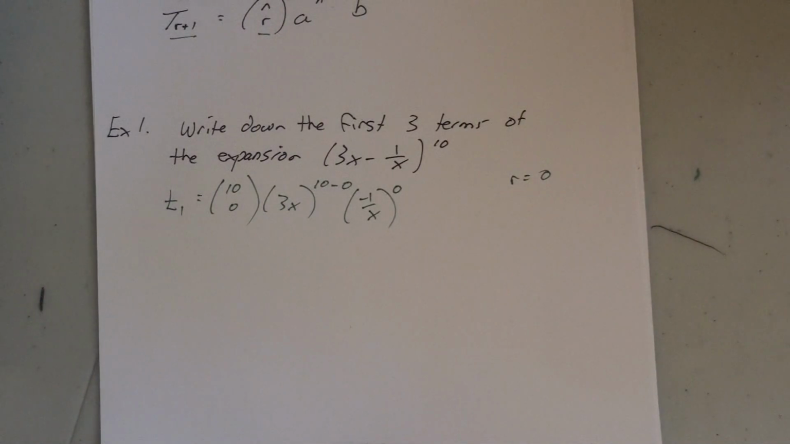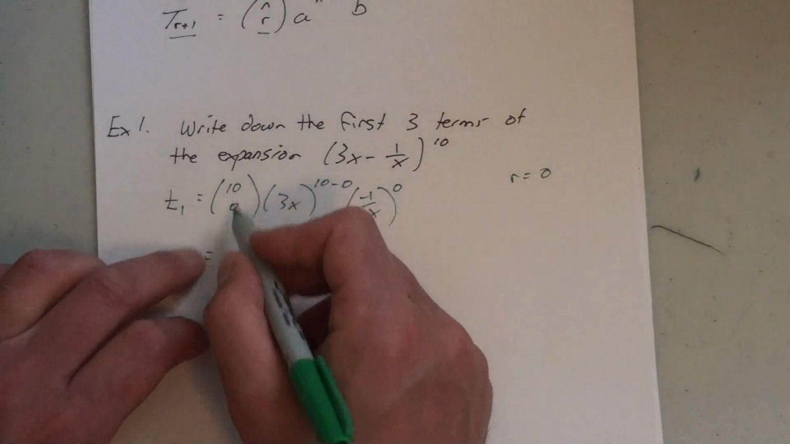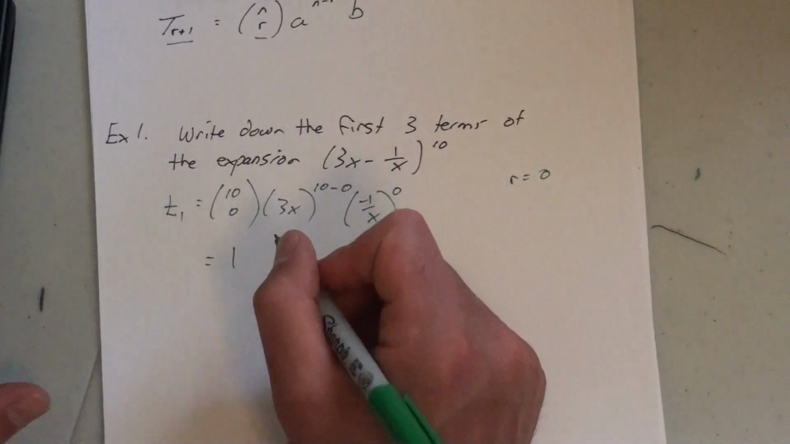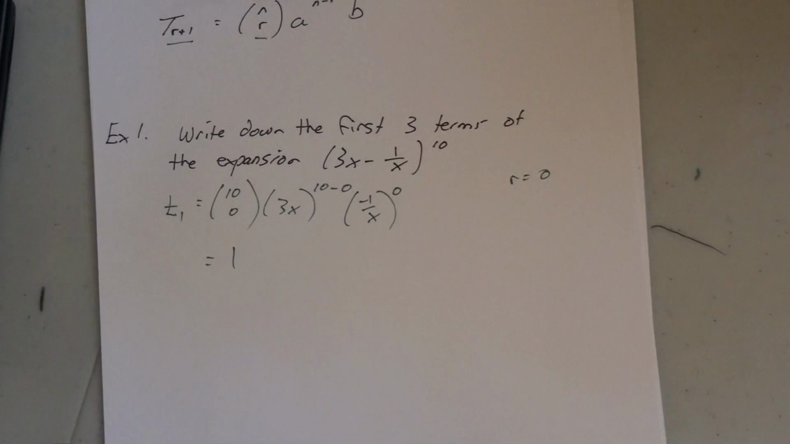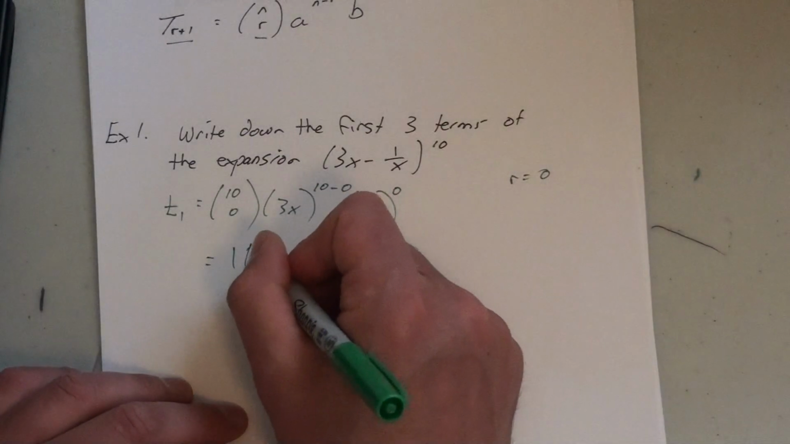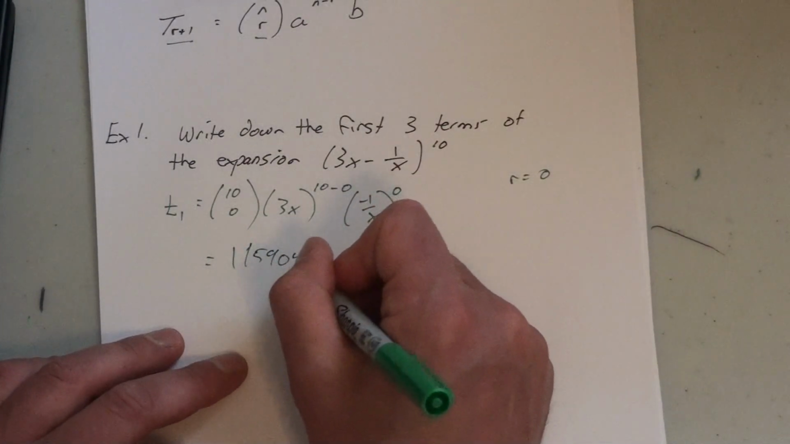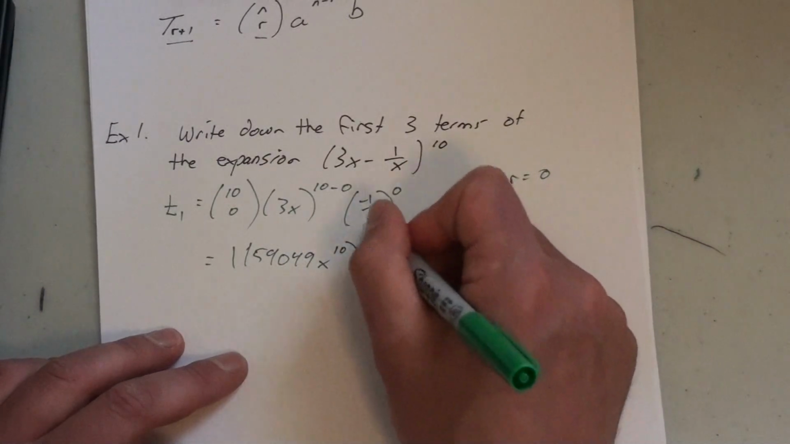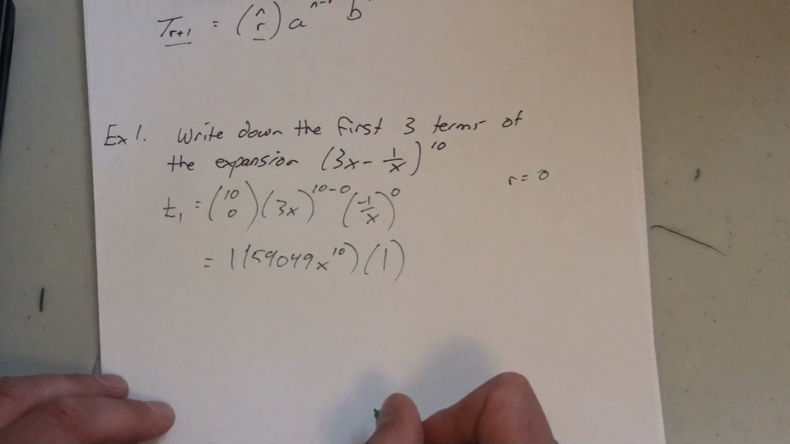And so you can put this into your calculator. 10 choose 0 is actually just going to give you a 1. 3x to the exponent of 10. Well, 3 to the exponent of 10 is 59049. x to the exponent of 10. And then the second factor has an exponent of 0, so it'll just give you a 1.